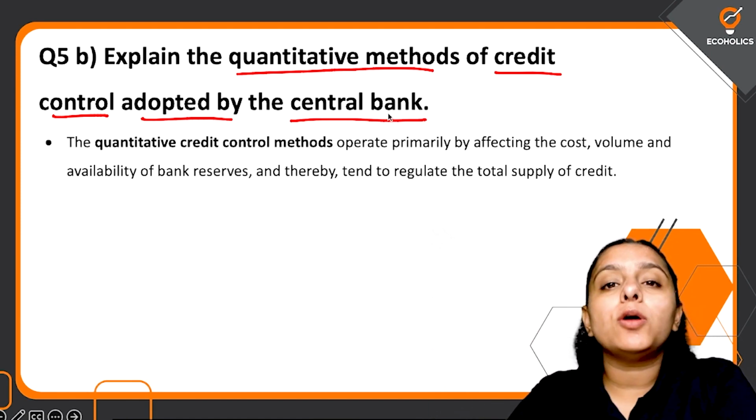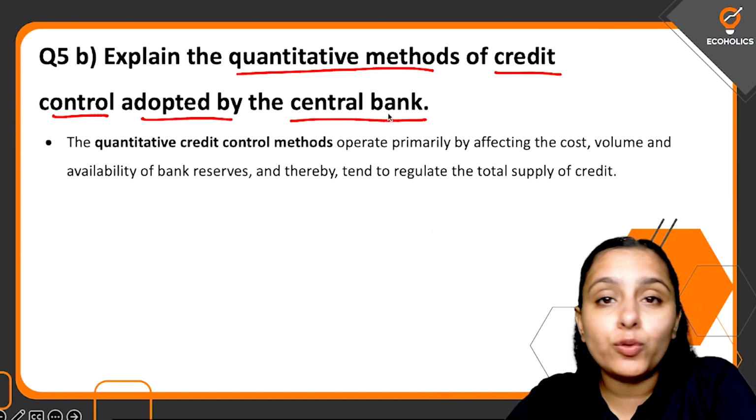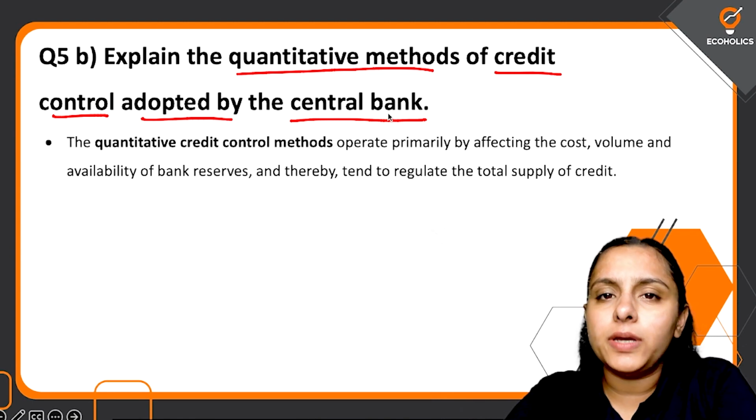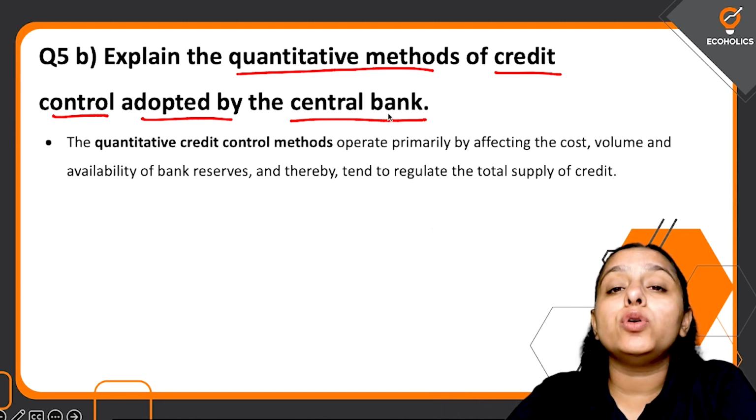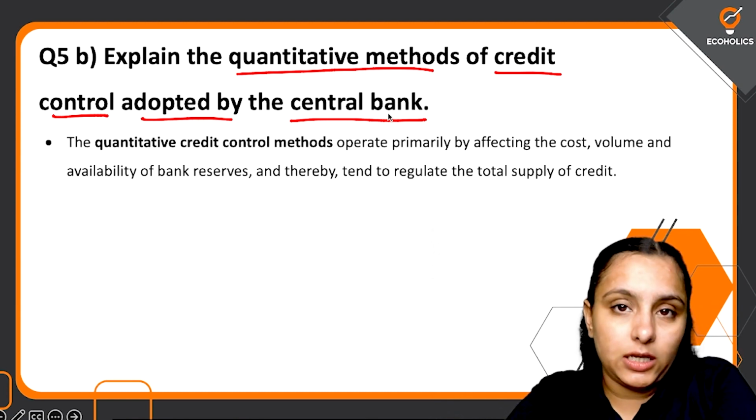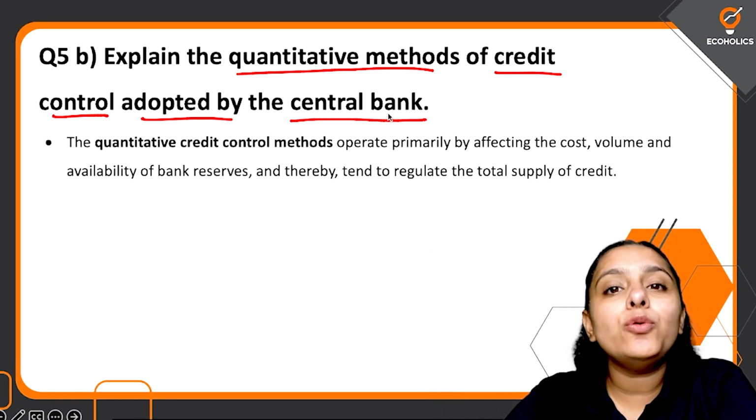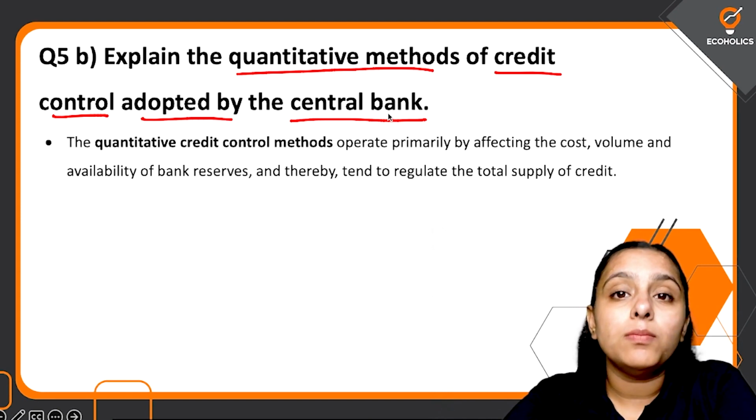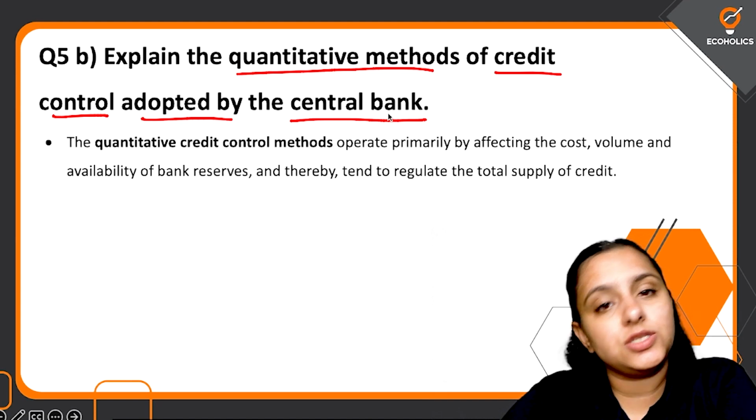So when we talk about quantitative methods, what are those? Quantitative methods are those methods of controlling credit. If we want to control credit, that is, we want to restrict the credit creation process, so we want to slow down or decrease the volume of loans, the volume of credit given by the commercial banks into the market or by other financial institutions.